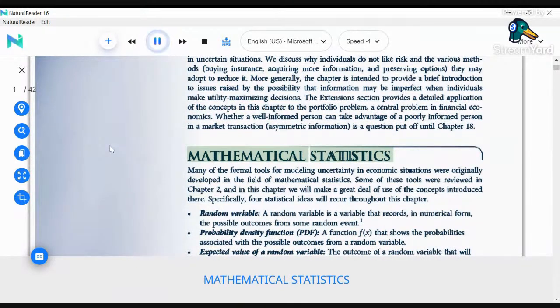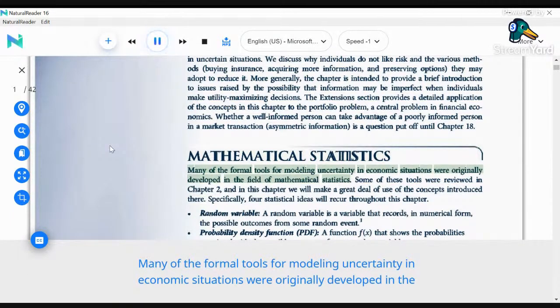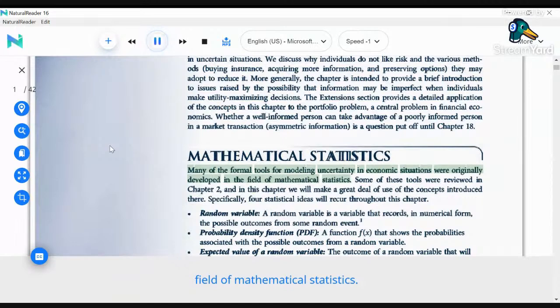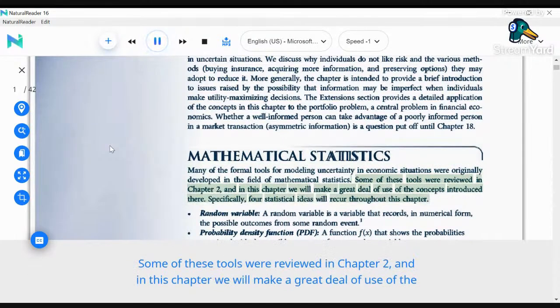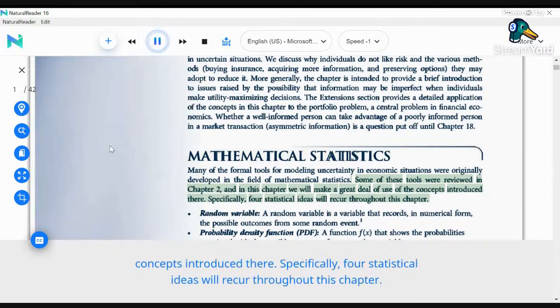Mathematical statistics. Many of the formal tools for modeling uncertainty in economic situations were originally developed in the field of mathematical statistics. Some of these tools were reviewed in Chapter 2, and in this chapter we will make a great deal of use of the concepts introduced there. Specifically, 4 statistical ideas will recur throughout this chapter.